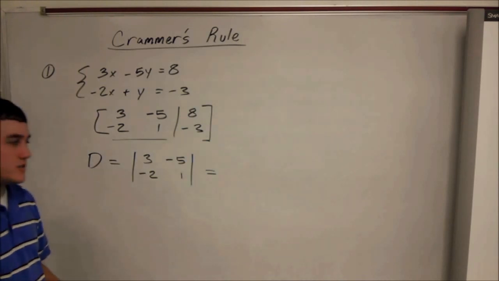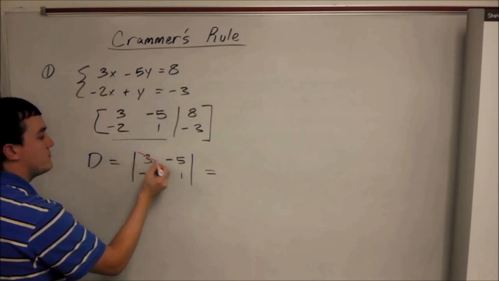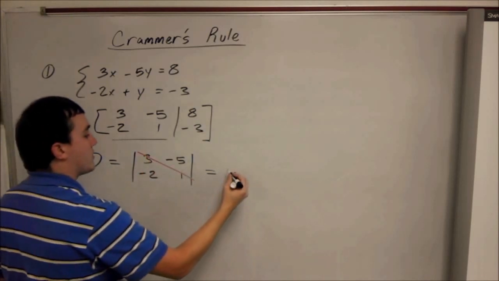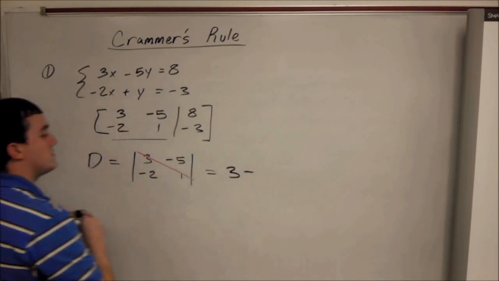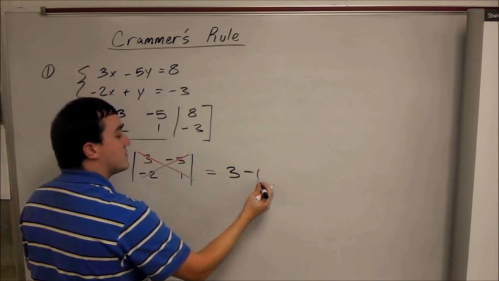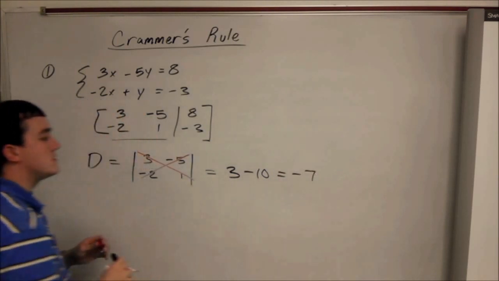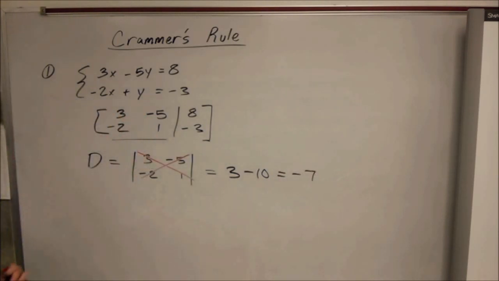Okay, so we're finding the determinant of this 2 by 2 matrix, which is just 3 times 1, so 3, minus negative 5 times negative 2, which is positive 10, so 3 minus 10, which is negative 7. Right? That's going to help us find x and y. Now we have to do the same thing for 2 more determinants.